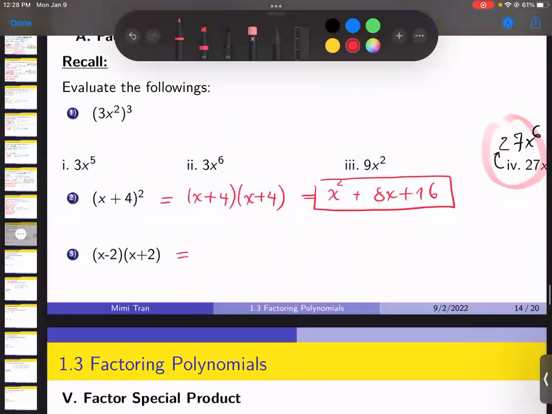What about this one? We FOIL it, right? So x squared plus 2x minus 2x minus 4. That's canceled, and the middle term cancels. So we have x squared minus 4. You guys remember those from 662?